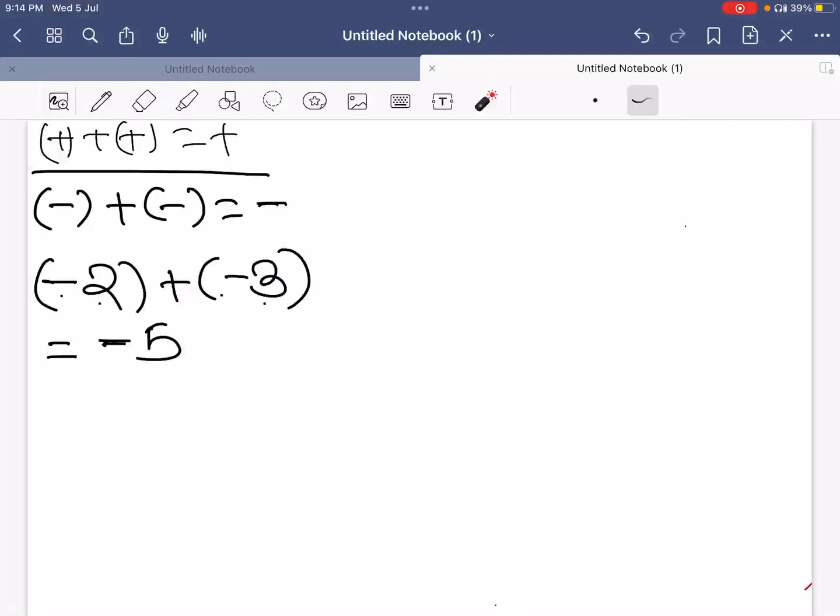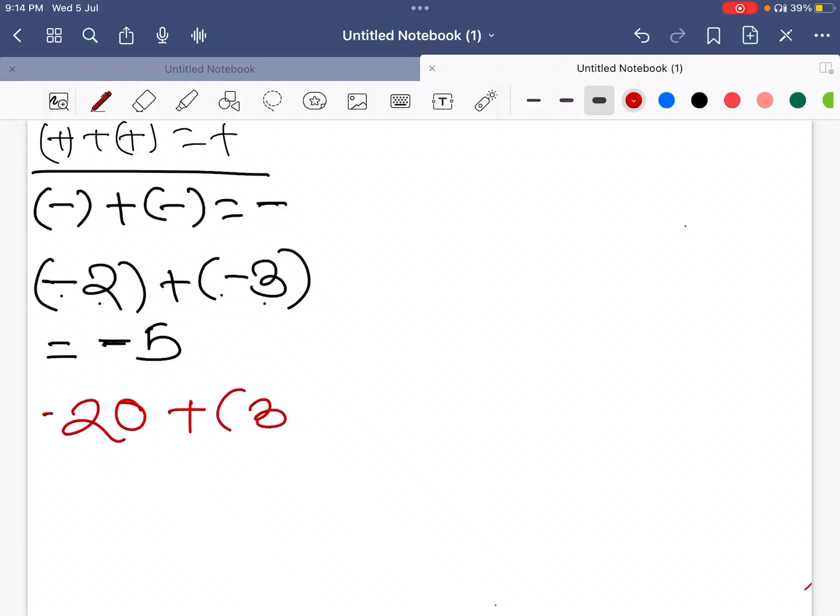Similarly, take another example, which is just minus 20 plus of minus 3. Now look at that. So this is also a negative term. This is also a negative term, and we are adding these two terms.